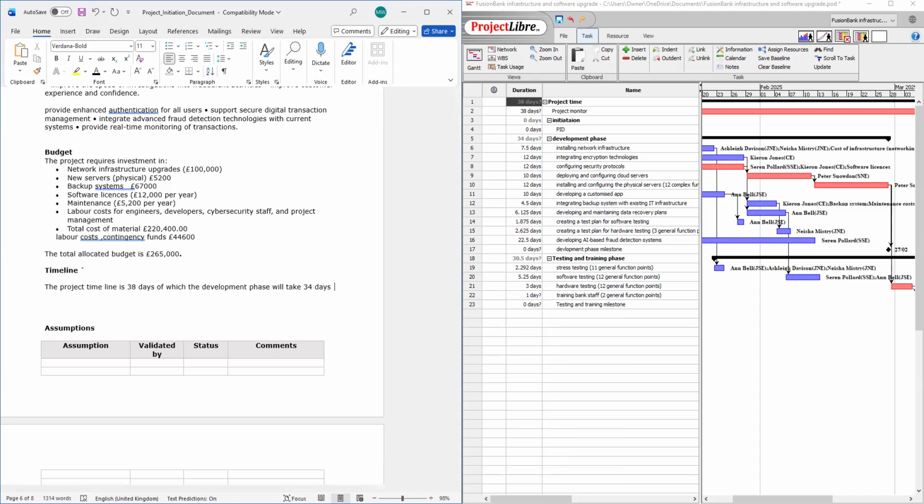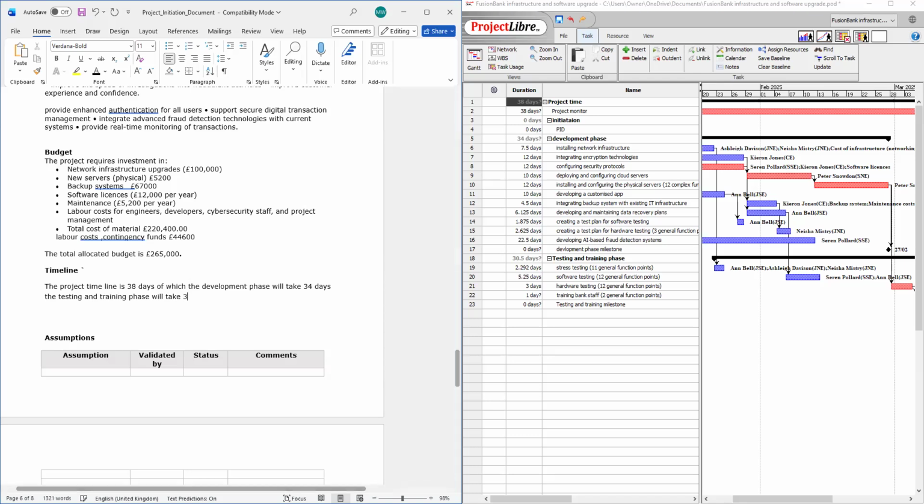And the testing and training phase will take 31 days, even though it says 30.5, because it's a 0.5, I just consider it 1 day. 31 days. And you just leave it at that.